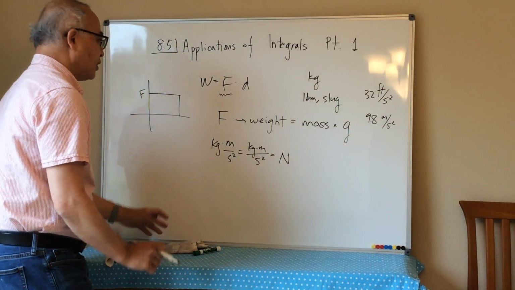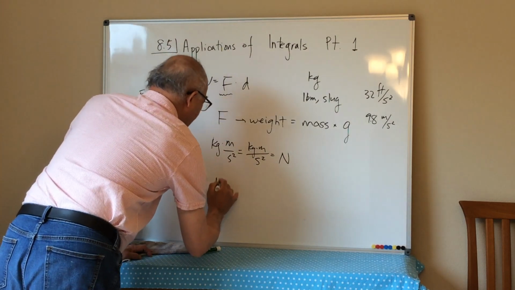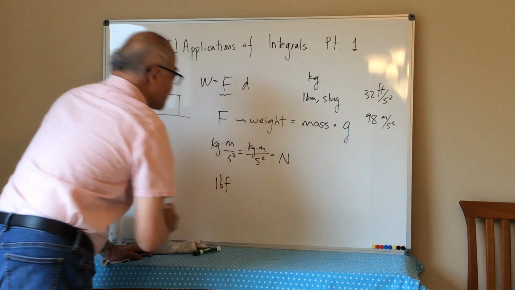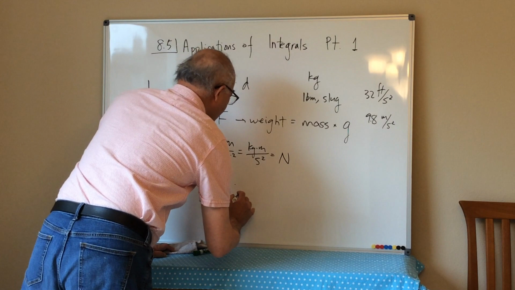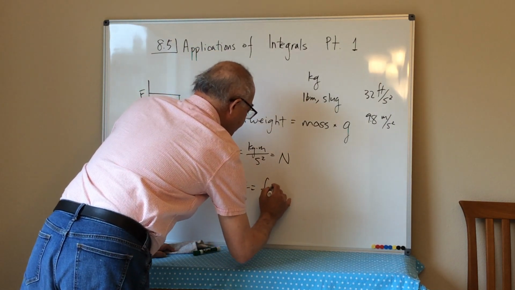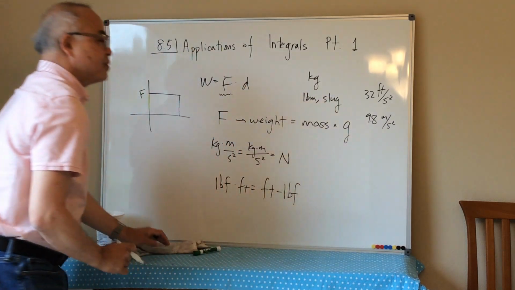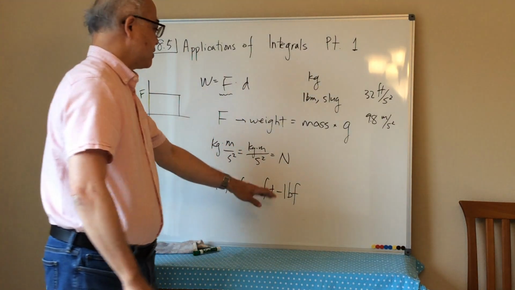And in the British unit, you're going to have pounds force times feet. Generally it's called the foot-pound force, okay? Foot-pound force.